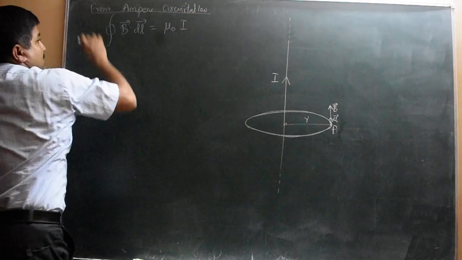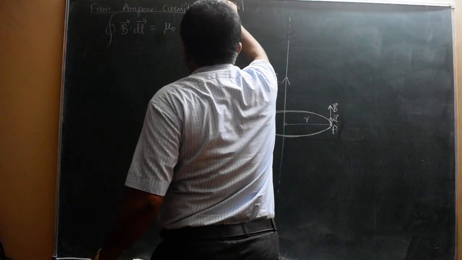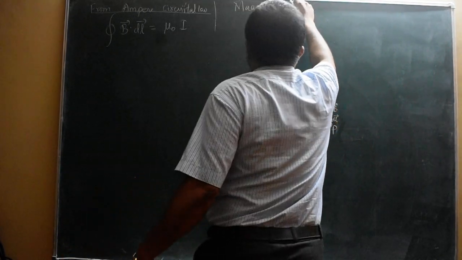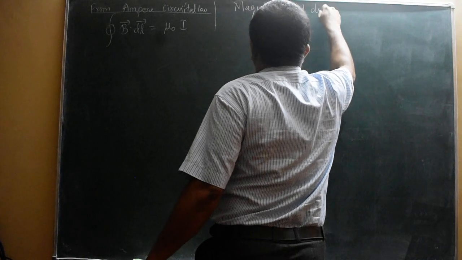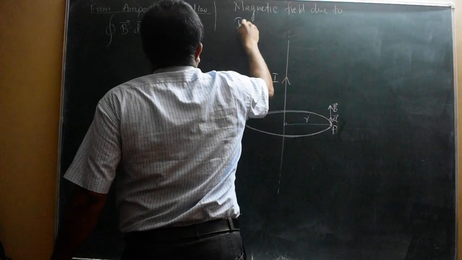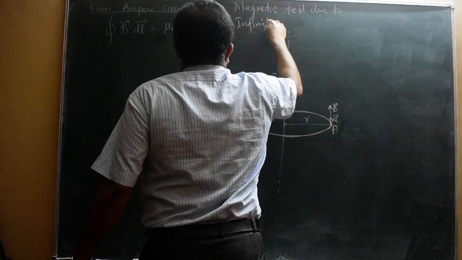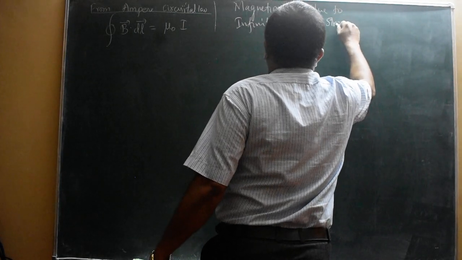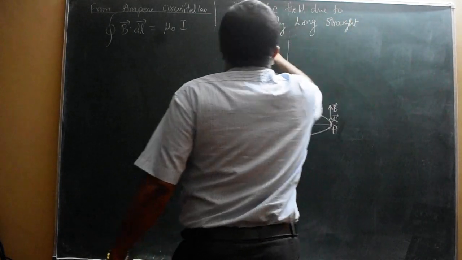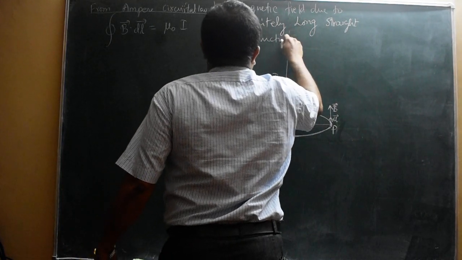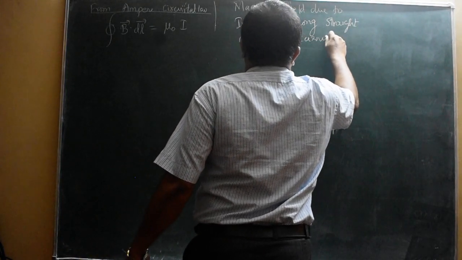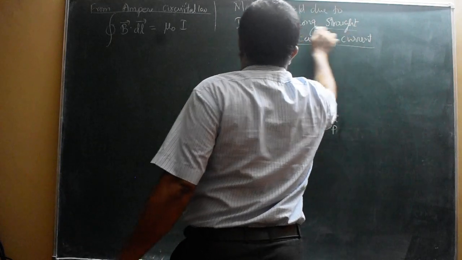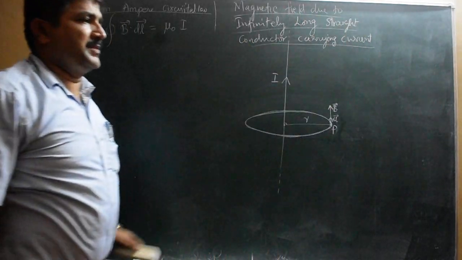Now what I am doing is the magnetic field due to an infinitely long straight conductor carrying current. This is an important derivation for 3 marks, using Ampere's circuit law. So one diagram is compulsory.